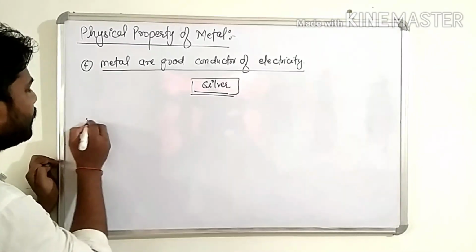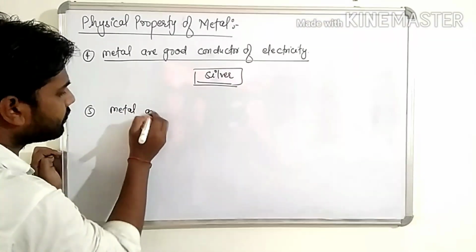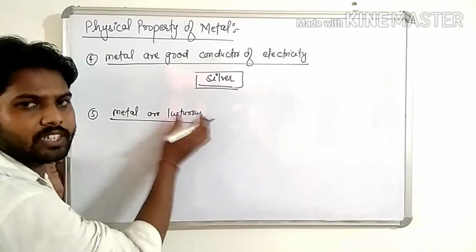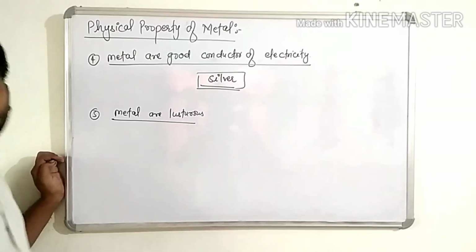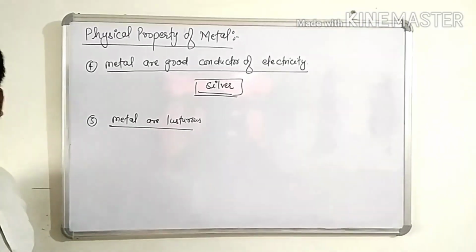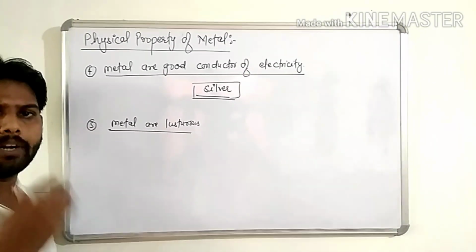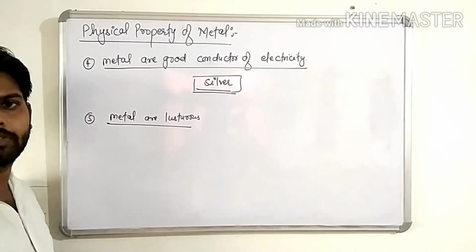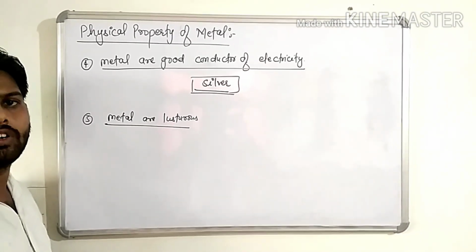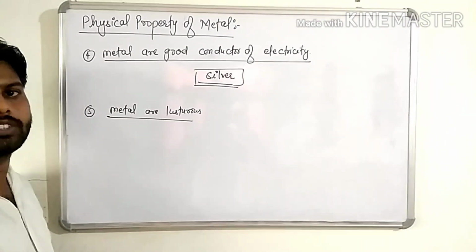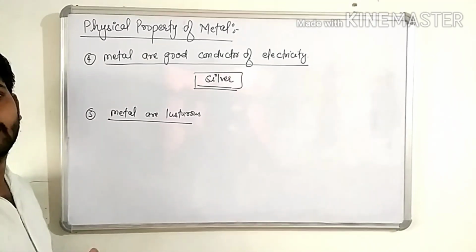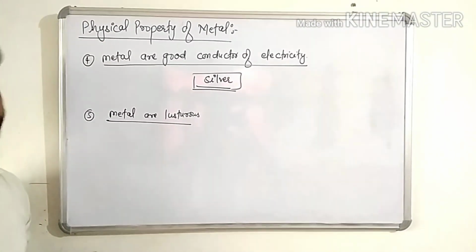Fifth property is that metals are lustrous. Lustrous means they have a shining surface. So all the metals show a shining surface. Clear, children? But when the metal is fresh. If the metal is exposed to air for some time, its lustre starts disappearing due to the formation of a thin layer of carbonate oxide. Again, when we rub with sandpaper, it regains its shining surface.